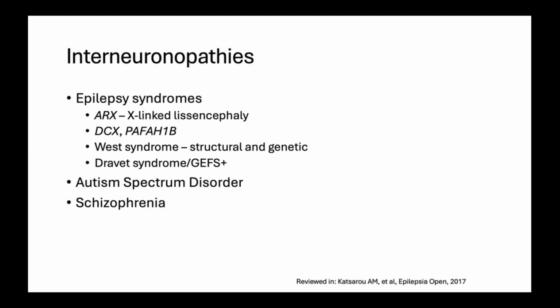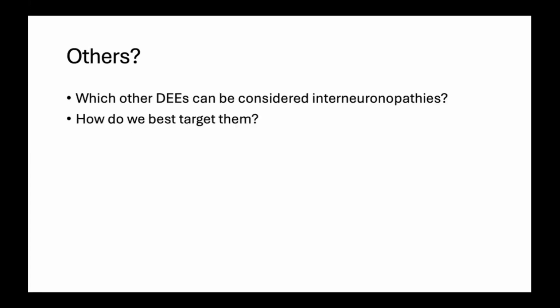Interneuronopathies have also been implicated for other forms of autism spectrum disorder and for schizophrenia as well. But are there others? Should we be looking more at the interneurons in all the DEEs, or is this a very specific subset of disorders that are related to interneurons? So our question is, if there are other DEEs that can be considered interneuronopathies, then can we maybe use this as a target for treatment for all of the interneuronopathies?